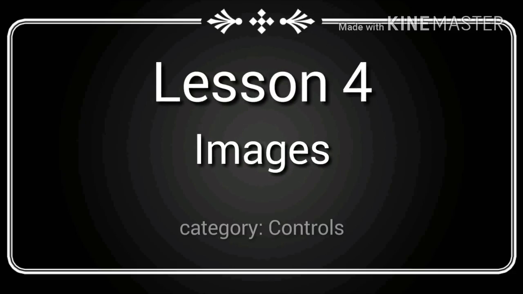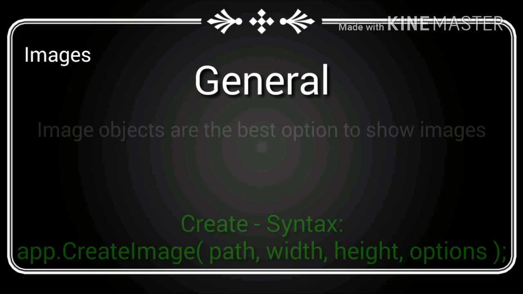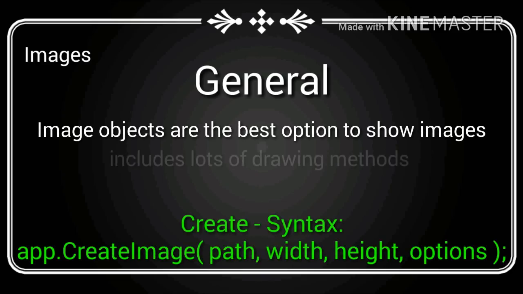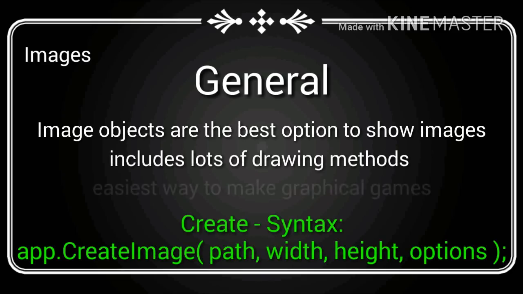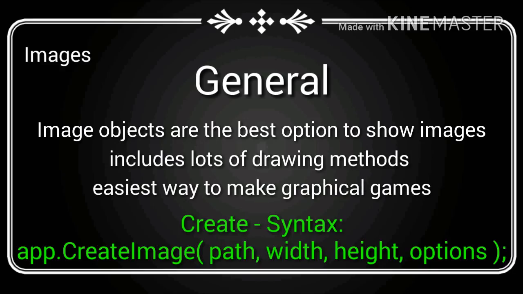Lesson 4. Images. Category controls. General. Image objects are the best option to show images, and they include a lot of drawing methods. Therefore they are the best possibility to make simple graphical games.